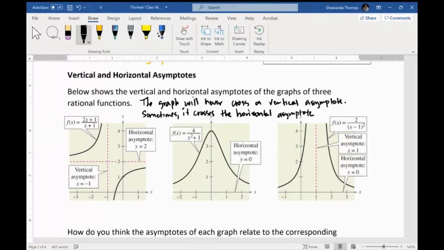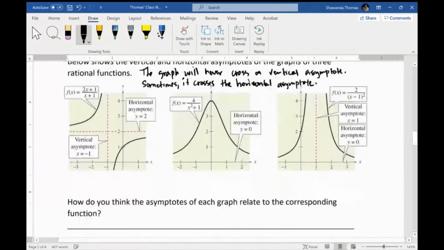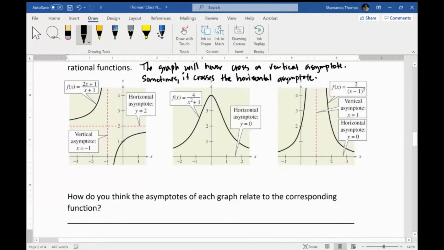All right. Look at these 3 examples. We have this function here, 2x plus 1 over x plus 1. Notice that the vertical asymptote is x equals -1. Looks like it has something to do with the denominator. Just throwing that out there. Then the horizontal asymptote is y equals 2. Maybe it has something to do with this coefficient right here.